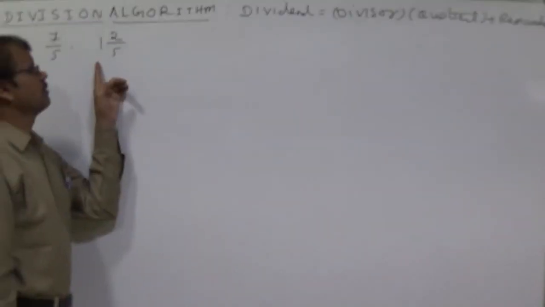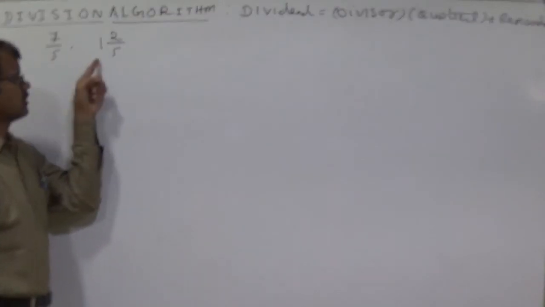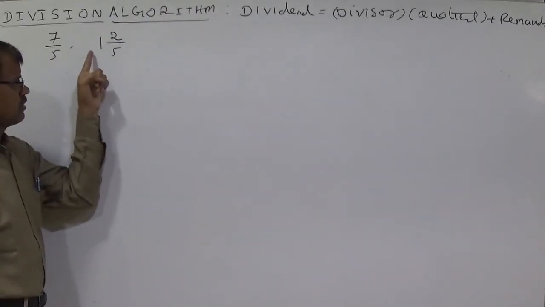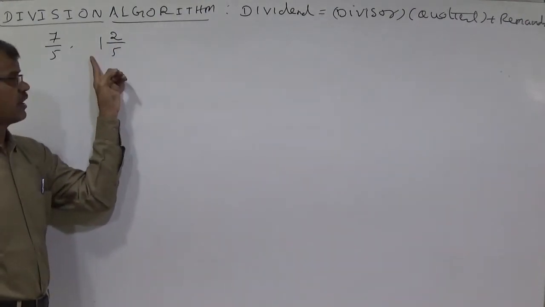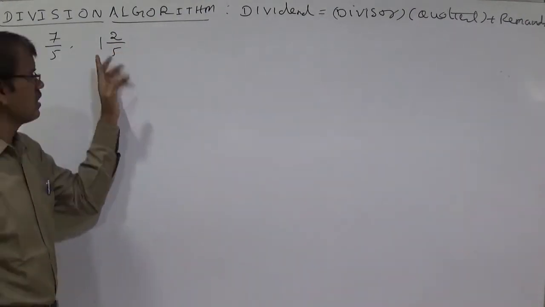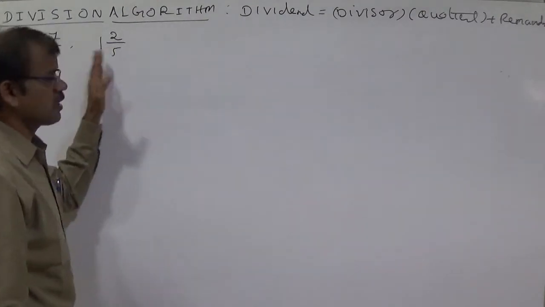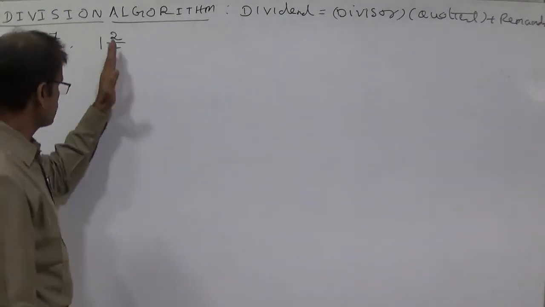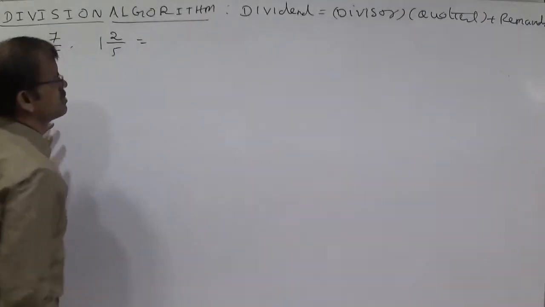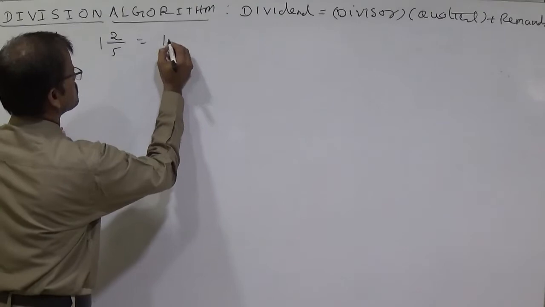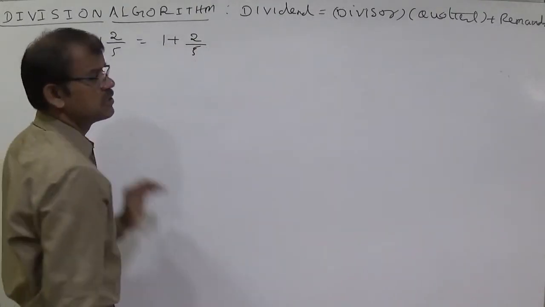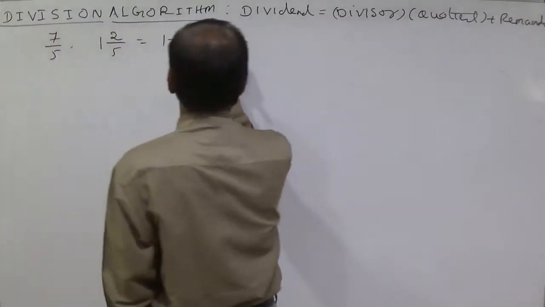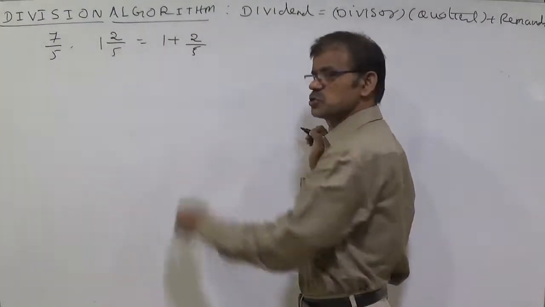Everyone knows that whenever a mixed fraction is there, you convert that into an improper fraction like this: 5 into 1 plus 2, that is 5 plus 2, 7 by 5. It is the way of converting a mixed fraction into an improper fraction. It is nothing but using the division algorithm. You can write this as 1 plus 2 by 5.